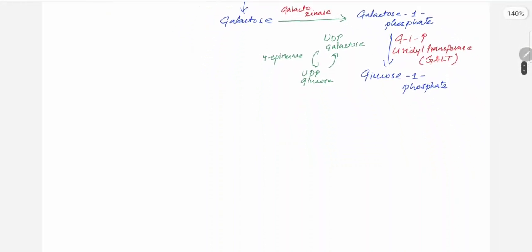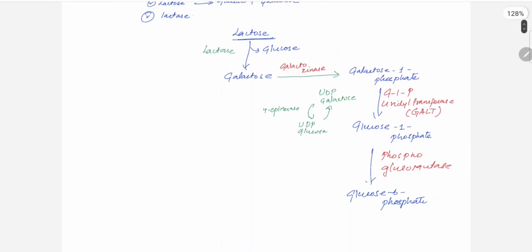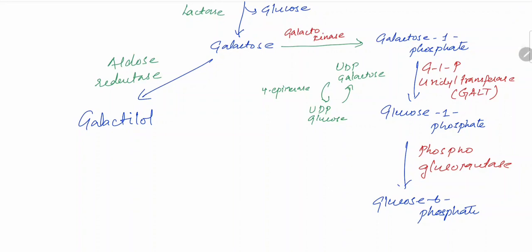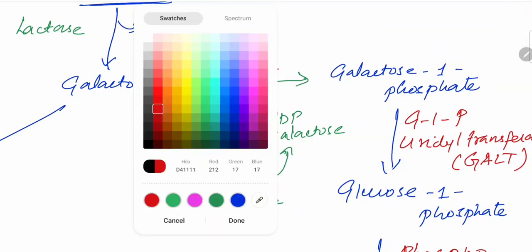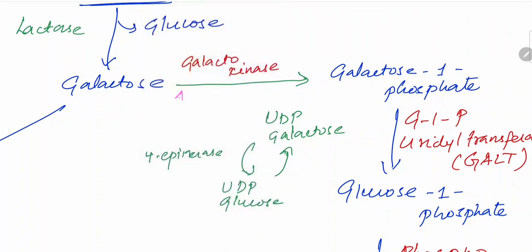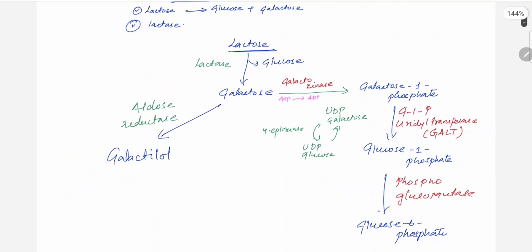Right, so this glucose 1 phosphate is in turn converted into glucose 6 phosphate with the help of the enzyme called phosphoglucomutase. Apart from this, galactose can also be converted into galactitol in the presence of an enzyme called aldose reductase. Also here, ATP is used and ATP is converted into ADP in the formation of galactose 1 phosphate. So this is all about the metabolism of galactose in our body.